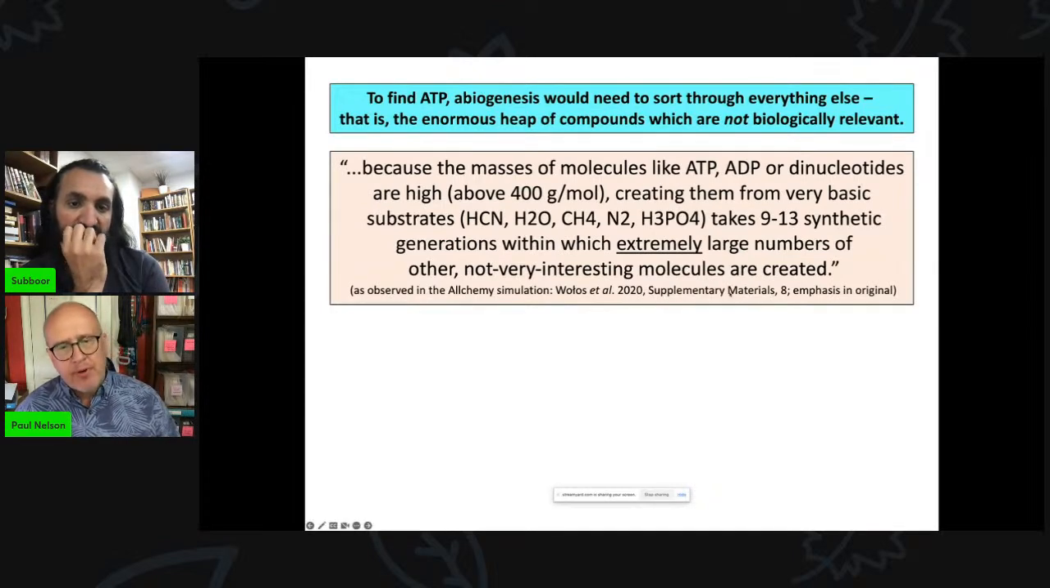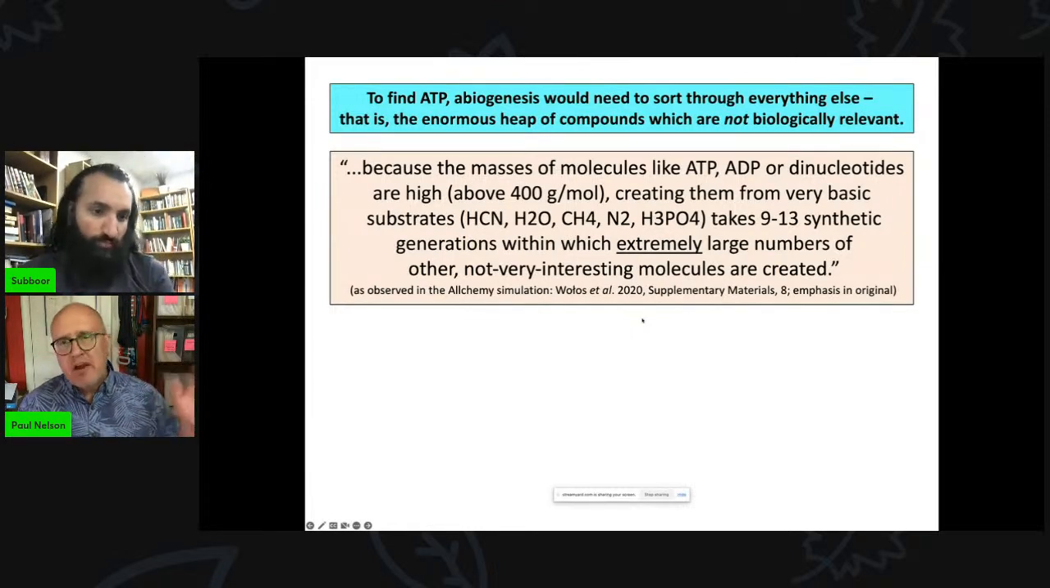And in the same paper, the alchemy simulation paper, in the supplementary materials, they say, some of these molecules like ATP, they're big and complicated. The problem is undirected chemistry produces very large numbers of molecules that you don't want. This is actually, this extremely here that's underlined on the slide, that is their emphasis in the paper itself.